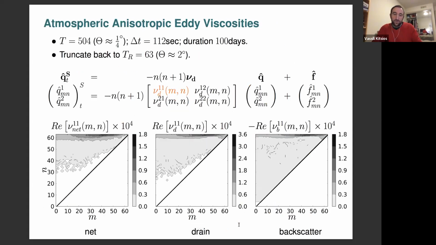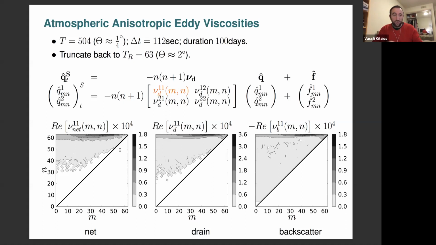Okay, so to give you a feeling for what these coefficients look like, we initially started off with an atmospheric DNS with 504 wave numbers in the zonal and total directions, and we're truncating that back for the moment to a model with 63 wave numbers. So these are the truncated triangular wave number planes. These are the net eddy viscosities, the drain eddy viscosities, and the backscatter eddy viscosities. What you're seeing here is the upper diagonal term, so that's this term here in the eddy viscosity matrix.